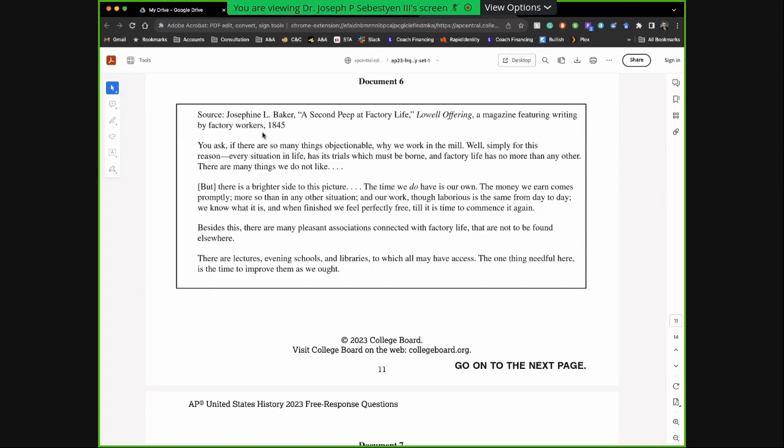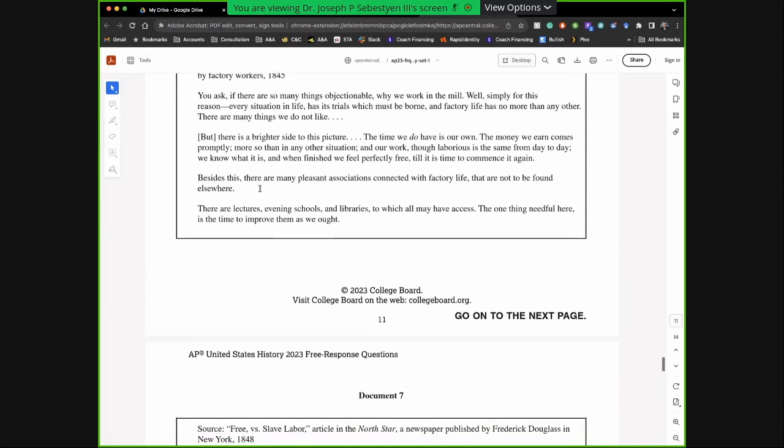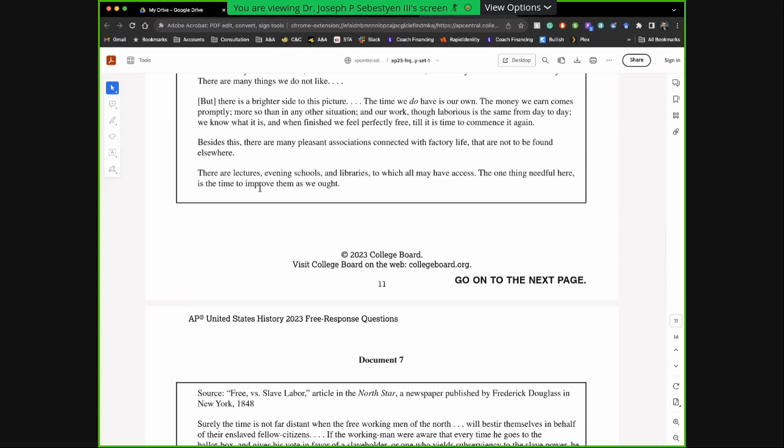A magazine featuring writing by factory workers. You ask, if there are so many things objectionable, why we work in the mill? Well, simply for this reason: every situation in life has its trials which may be borne, and factory life has no more than any other. There are many things we do not like, but there is a brighter side to this picture. The time we do have is our own. The money we earn comes promptly, more so than in any other situation, and our work, though laborious, is the same from day to day. We know what it is, and when we have finished we feel perfectly free till it's time to commence it again. Besides this, there are many pleasant associations connected with factory life that are not to be found elsewhere. There are lectures, evening schools, and libraries to which we may have access. The one thing needful here is the time to improve them.